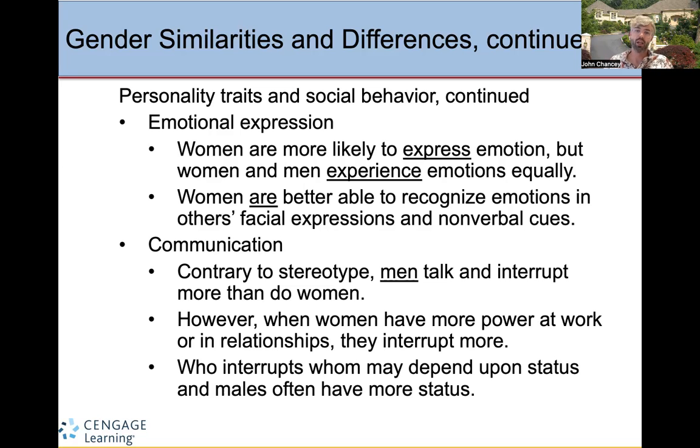What about communication? Men tend to talk and interrupt more than women, despite that stereotype. It's a pretty nasty stereotype that women are the ones who talk and interrupt, but it turns out the research shows otherwise. When women have more power at work or in relationships, when the relationships tend to be more equal, they're more likely to interrupt. Who interrupts whom also depends on social status, socioeconomic status, all of those different things. And men tend to have more status, at least socially. So that's probably more of an explanation.